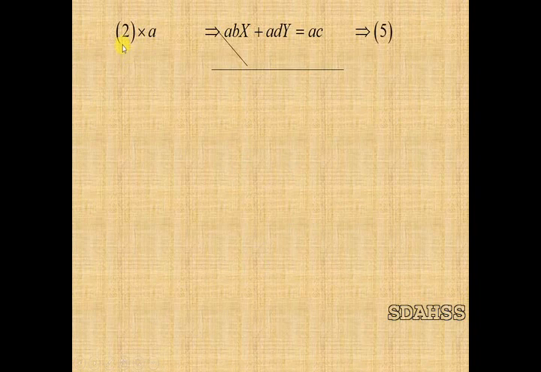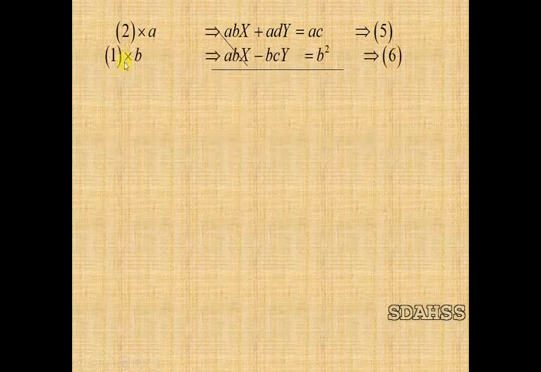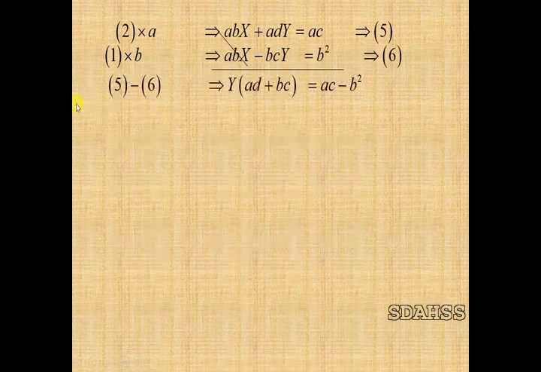Then multiply the second equation into a. So you have abx plus ady is equal to ac. Mark it as fifth equation. And multiply the first equation into b. So you have abx minus bcy is equal to b square. Then subtract 5 and 6. Change the sign.